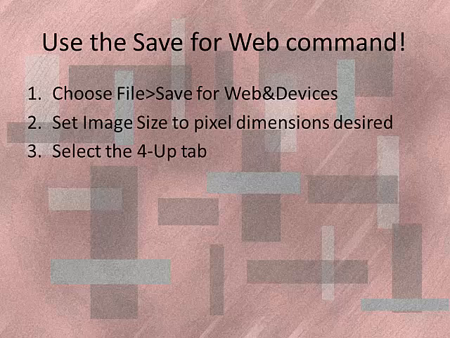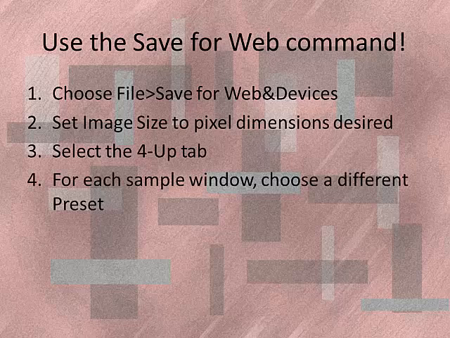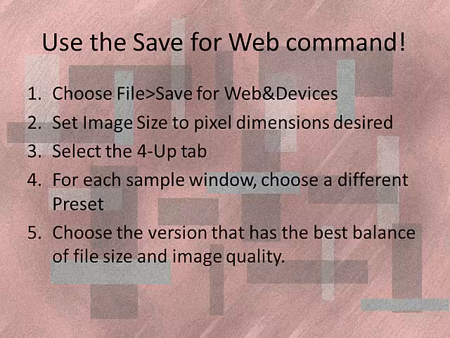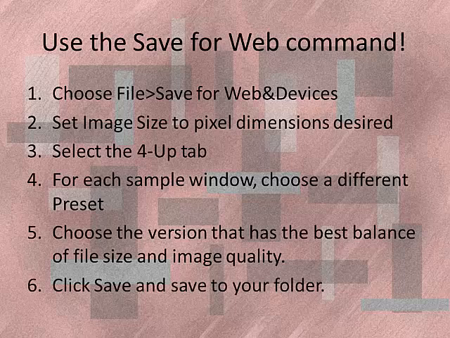Within that, there are also tabs that you can use to test different file type presets to see what kind of results you get in terms of quality and file size. So in each sample window, you're going to choose a different preset, and we'll show you that in just a second. Then choose the version that has the best balance of file size and image quality, click Save, and save it to your folder. So let's take a look at how we can actually use this in Photoshop.